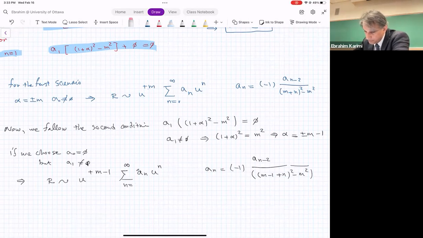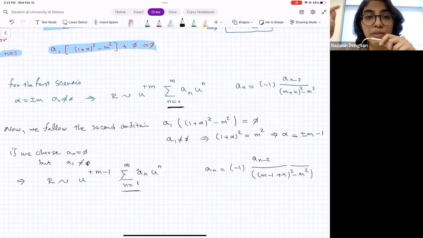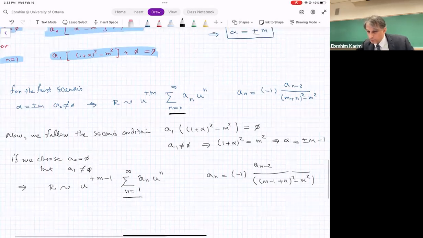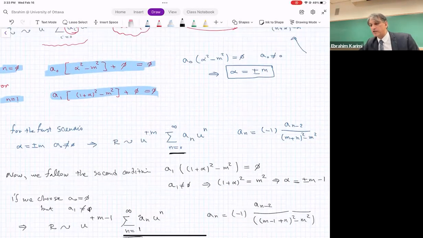Sorry, these n will start from 1 because we assume that a0 is 0. While previously n starts from 0, here n starts from 1. And in the previous case, we also assumed that a1 is equal to 0. Yes, okay. Because if you assume that a0 is not equal to 0 and alpha squared minus m squared is equal to 0, then definitely that term is not 0. Then you have to choose a1 to be equal to 0.